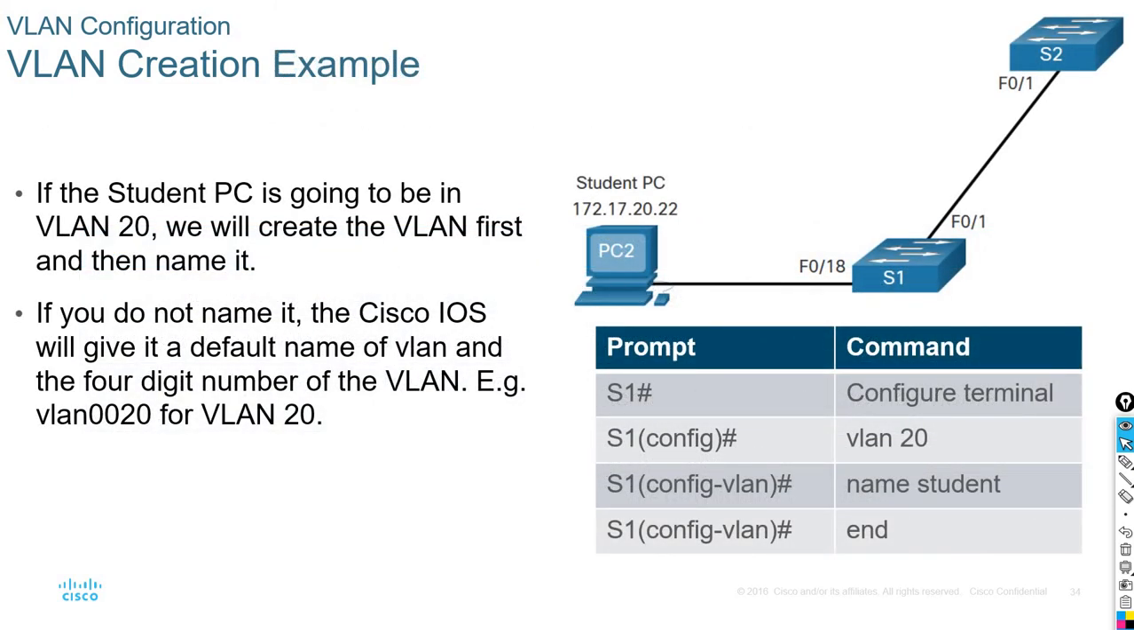So if the student PC is going to be in VLAN 20, we'll create the VLAN first and then name it. If you don't name it, the Cisco IOS will give a default name of VLAN and a four-digit number of the VLAN, for example VLAN0020 for VLAN 20 here. For that purpose, go to switch S1, configure terminal, then give the VLAN number, VLAN 20, and name student.